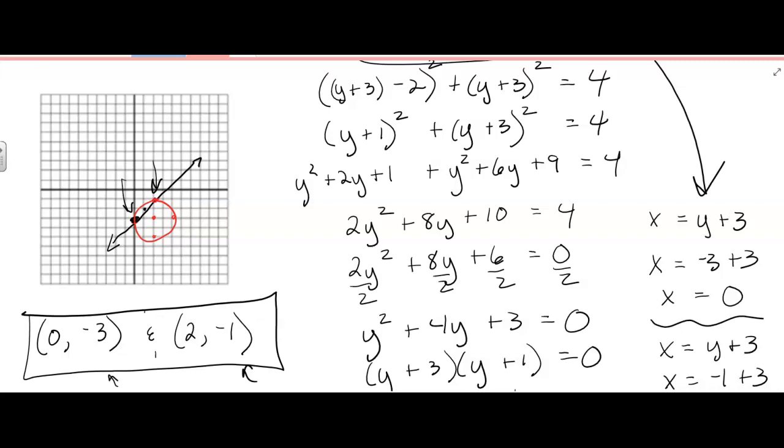Again, you're looking for points that they share in common. This time it's a circle, and the line goes through the circle in two places. Now, that doesn't happen with all circles and lines, but it did for this system. We'll see another system in the next example.